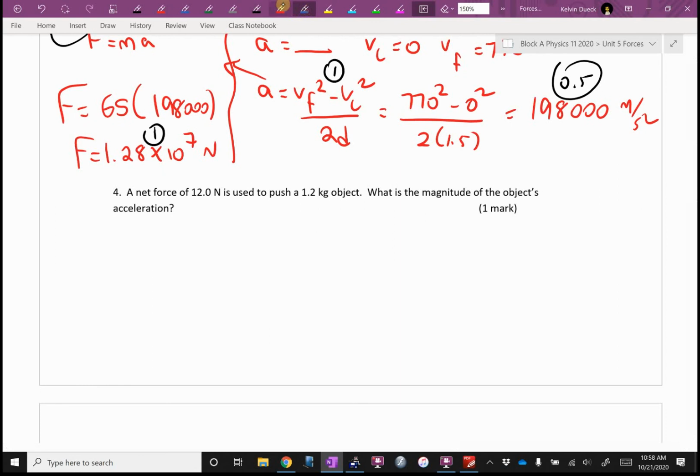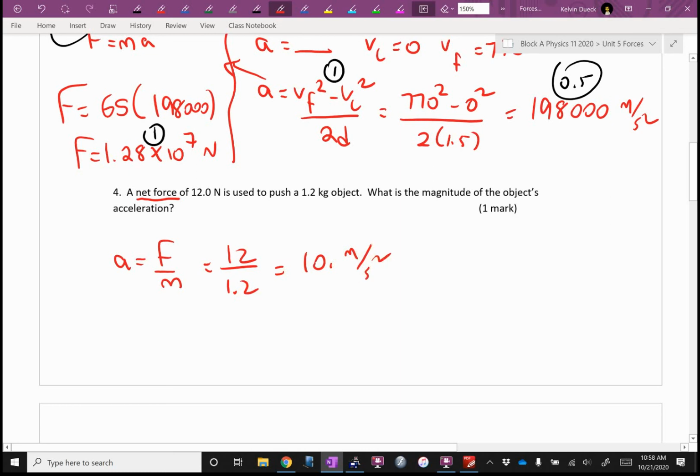Number 4, I'm going to use Newton's law. Why don't I need to do a free body diagram? Because Deegan had said net force. So it's going to be 12 divided by 1.2, 10 meters per second squared. Yes? Almost exactly a G. Tiny bit more than a G. 1 mark.